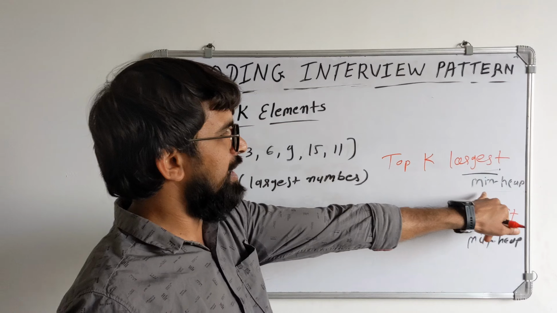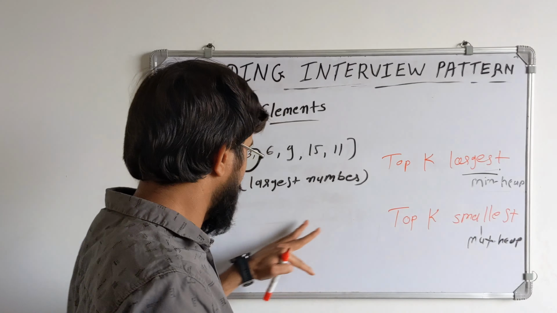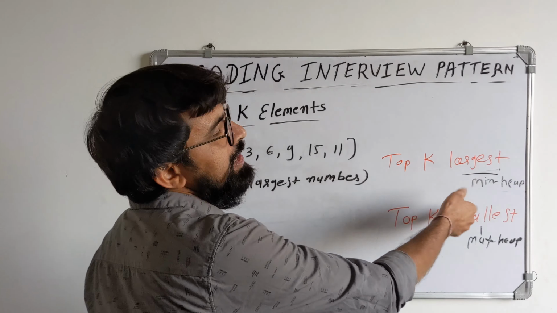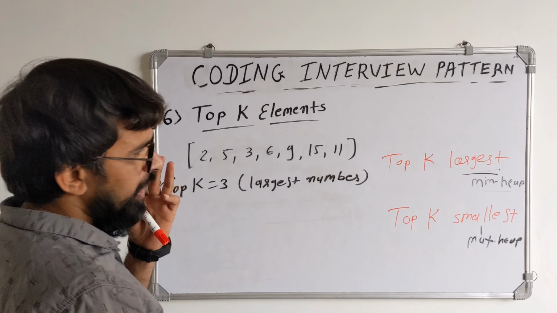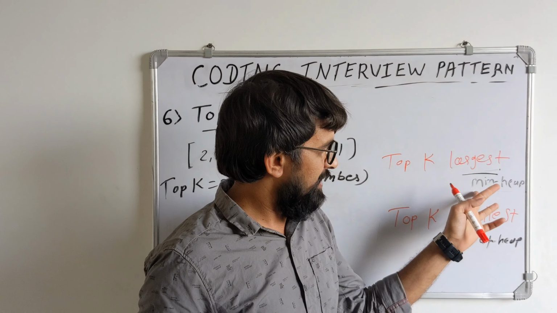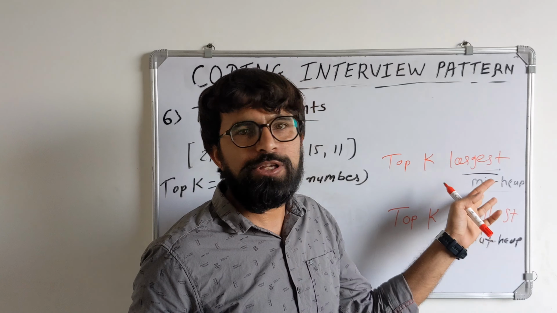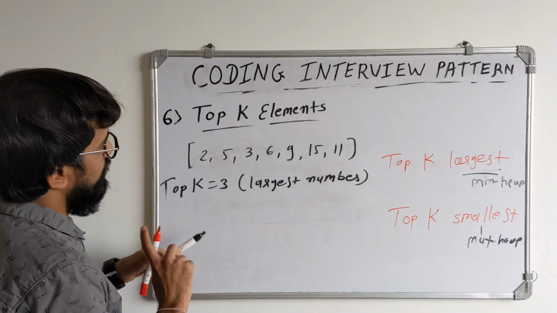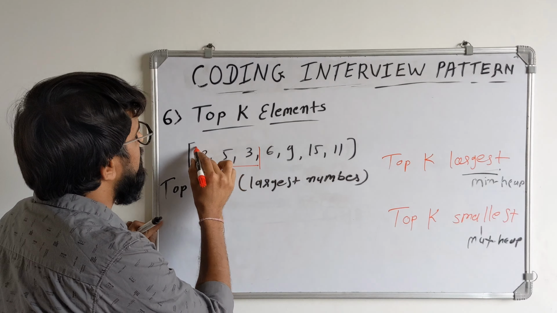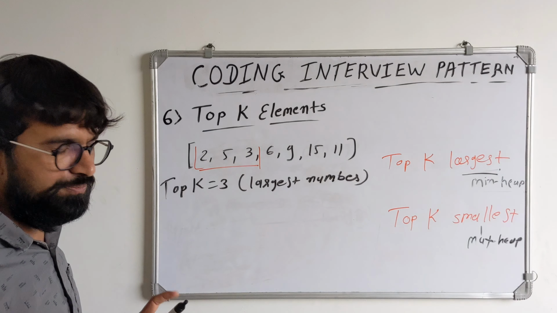Now, since we want the largest numbers, we will use the minimum heap. We explained a little bit what the minimum heap is. Let's now start using it. So the minimum heap keeps the smallest number always on the top. We need to find the top 3 largest numbers, so we'll take the first 3 numbers and create the minimum heap first without comparing anything.